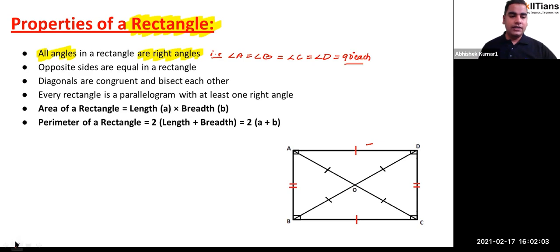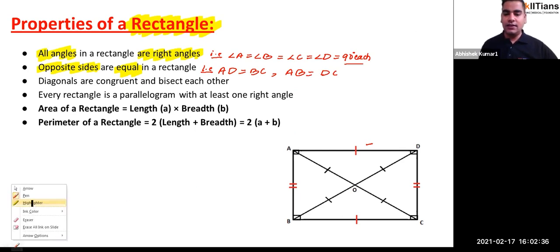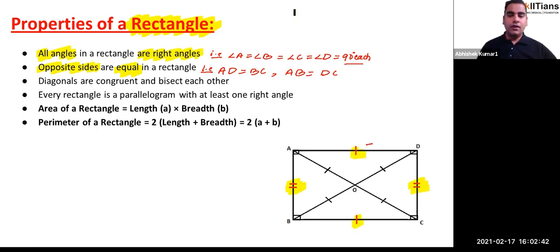The second important point is that opposite sides are equal in a rectangle. The same is true in the case of a parallelogram as well, and that is the reason we also call it a special type of parallelogram. In this figure you can easily see which opposite sides we have. We have 2 pairs of opposite sides. AD is equal to BC, as this is the first pair of opposite sides. The second pair of opposite sides is AB and DC. So these 2 pairs of opposite sides are always equal.